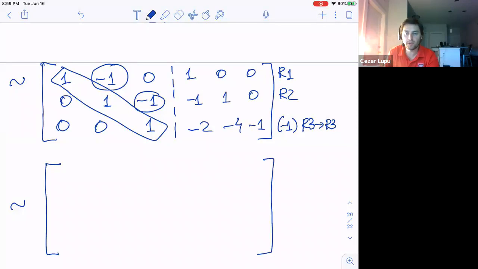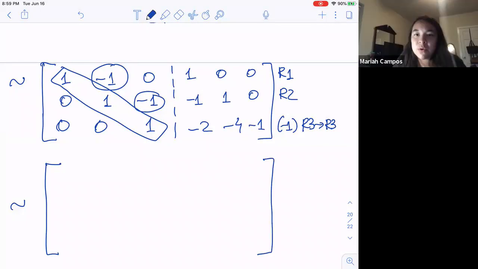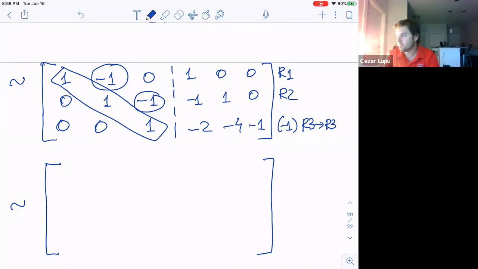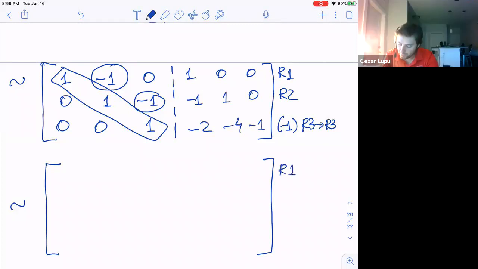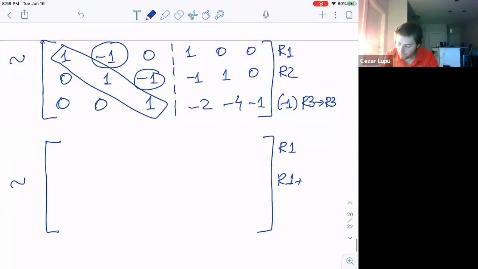To transform it to be a new what? R1 or R2? R1. You sure? Maybe R2. Okay, R2. Anyway, it doesn't really matter. You can do R1 to R2 to be the new R2.